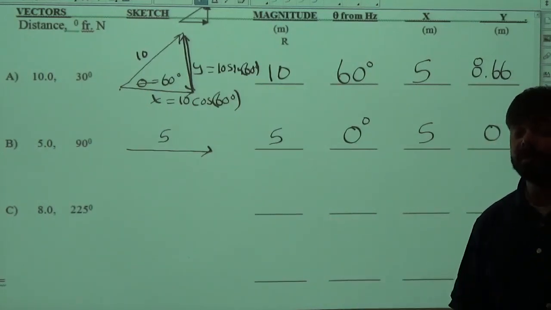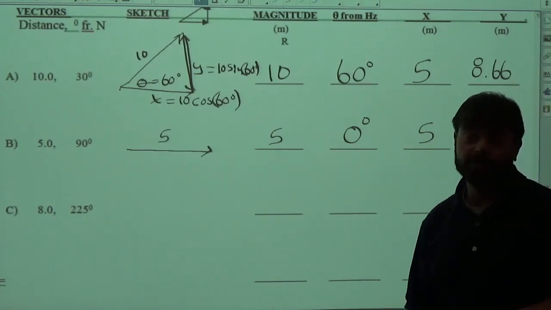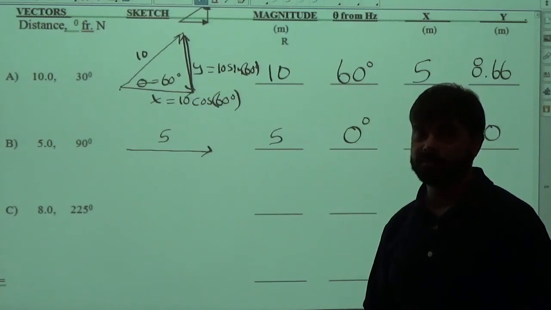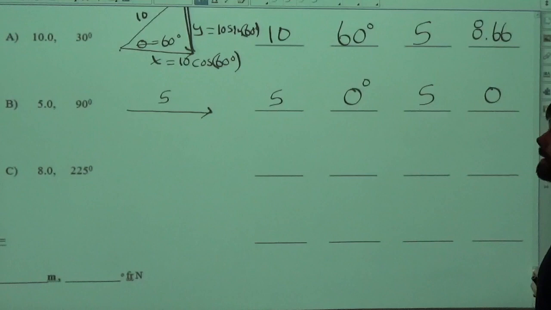So if something's perfectly vertical or perfectly horizontal, you don't really have to draw a triangle because your x or your y component, one or the other, is actually 0. So no need to use trigonometry. So we lucked out on that one.